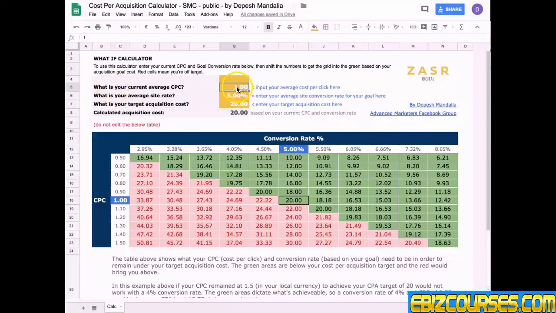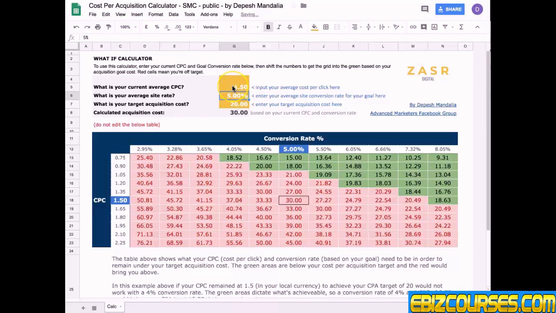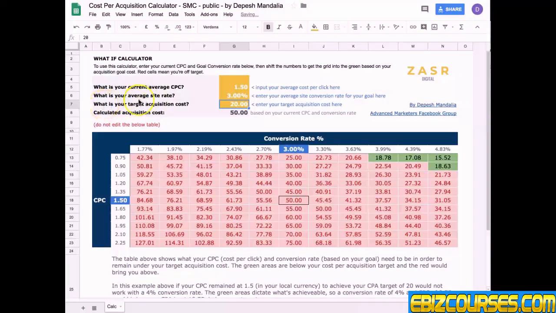So let's say our current CPC is 1.5. There is no monetary term here, so you can put any kind of metric in. You can put your numbers in here. Let's say our site conversion rate is currently at 3%. So then if we put our target acquisition costs, we can put maybe, I don't know, $25 there.